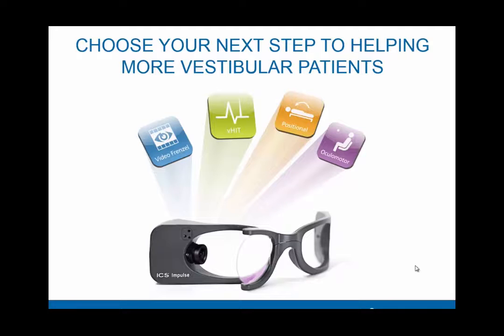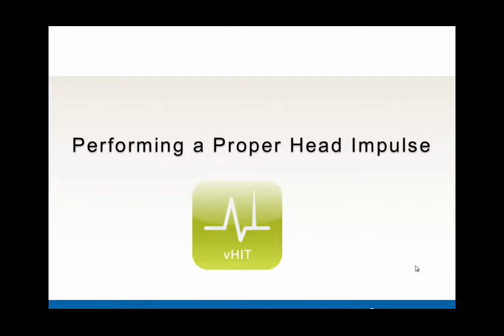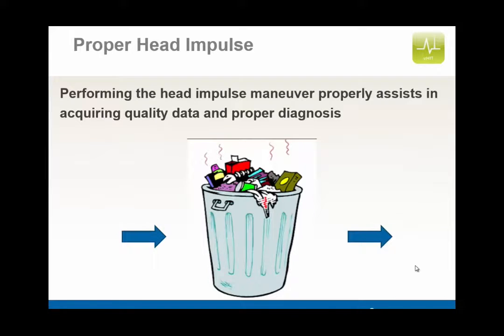And today what we're going to be talking about is performing a proper head impulse, how to avoid the common mistakes, and also interpretation of the data and looking at the data. Now, just so you know, there are several other videos to look at as far as performing the head impulse, doing the calibration, pupil detection, and also the analysis video. So those are other videos you're going to want to look at as well, but this one gives you a few more tips. So we're going to talk about performing a proper head impulse.